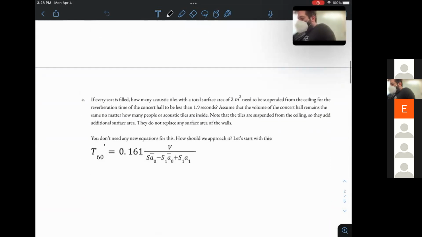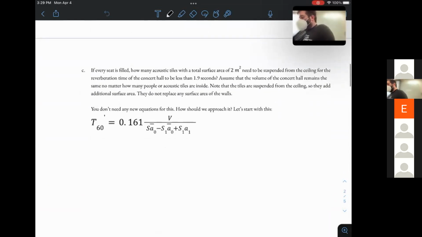Okay. So this one takes just a bit more thinking, but not that much more. If every seat is filled, how many acoustic tiles with a total surface area of 2 meters squared need to be suspended from the ceiling for the reverberation time of the concert hall to be less than 1.9 seconds? Assume that the volume of the concert hall remains the same, no matter how many people or acoustic tiles are inside. Note that the tiles are suspended from the ceiling, so they add additional surface area. They do not replace any surface area of the walls. You don't need any new equations here. We have everything we need.